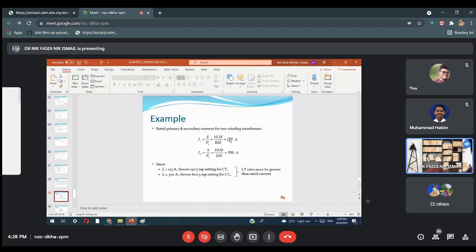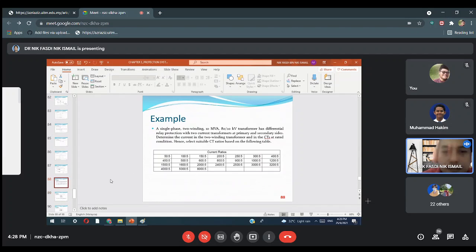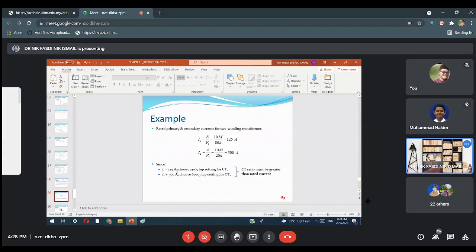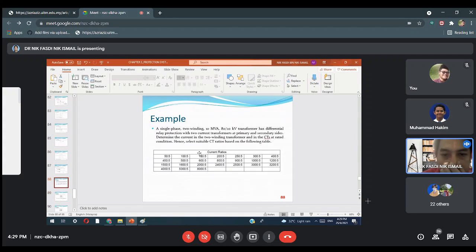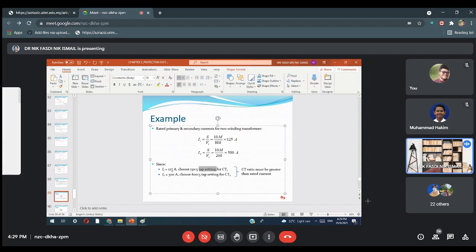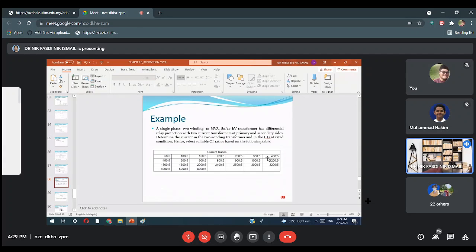So based on this current rating, we can choose the suitable CT ratio. Okay, CT ratio must be greater than rated current. Maksudnya kalau the first one is 125. So kalau 125 back to this table, dekat mana letaknya 125? So they start from 50, 100, 150. So the closest is the 150 to 5. That's why kat sini pick the 150 to 5. Then tap setting. Ini tap setting the ratio. Ini current ratio. I2 is 500 ampere. So for 500 ampere, the closest one is this one.